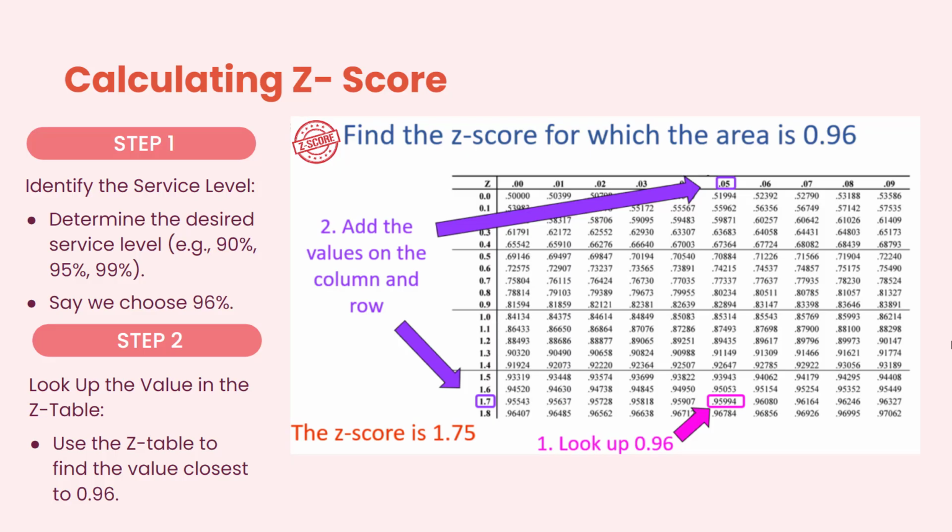Once spotted, you can see that there are two values, one in the column and the other in the row. Here we have 1.7 in the column and 0.05 in the row. We will add these two values and get our z-score. Hence, our z-score is 1.7 plus 0.05 equals 1.75.